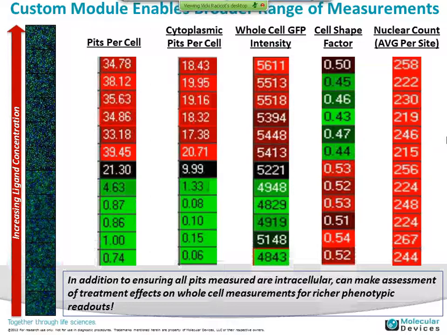So this is just a flavor of the types of measurements that we can extract from a custom module that's based on two standard application modules, in this case, our cell scoring module and our Transfluor module. So not only are we ensuring that all of our pits that are measured are intracellular, we can make an assessment of our treatments on all of these whole cell measurements for richer phenotypic readouts.